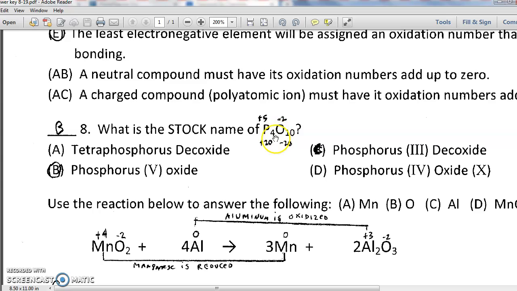The phosphorus would have to add up to +20 because P4O10 has no charge. We have 4 phosphoruses adding up to +20, which means that each phosphorus would have to be +5. So the stock name would be phosphorus(V) oxide. When you use the stock name, there are no prefixes. The next video will discuss the reactions.